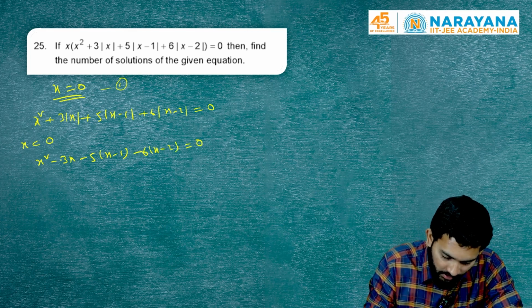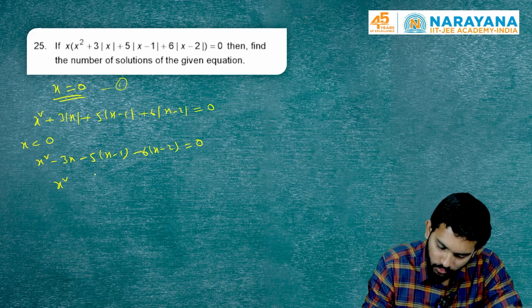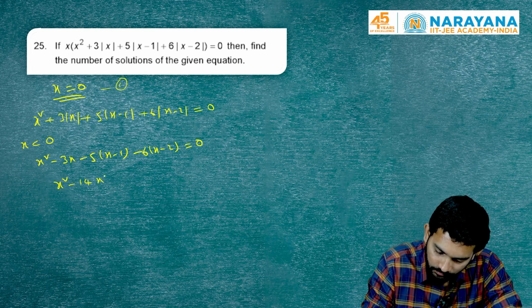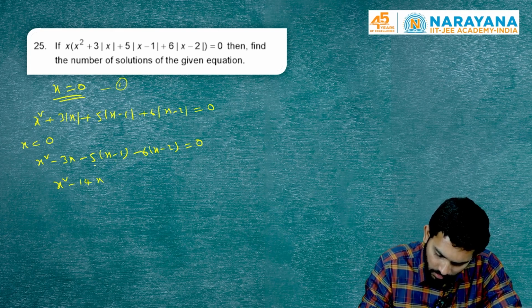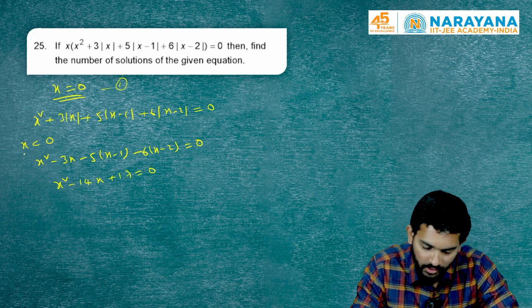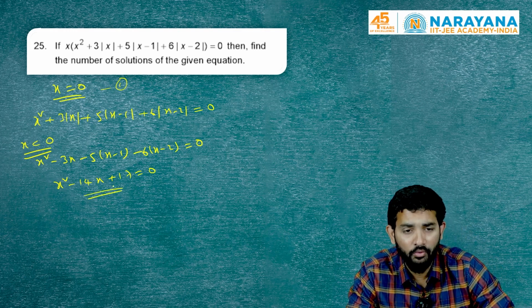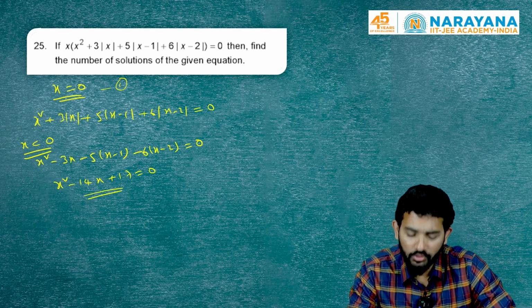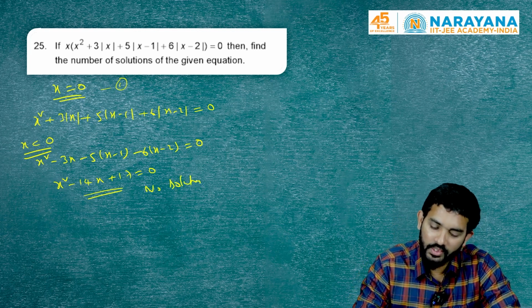Now, if you are simplifying this, x square minus 3x minus 5x minus 6x, which will be minus 14x, and then the next thing will be plus 5 plus 12, which will be 17 equal to 0. So we have taken x less than 0, but here we are getting roots as positive. So both the roots are positive, which means no solution here. No solution in x less than 0.